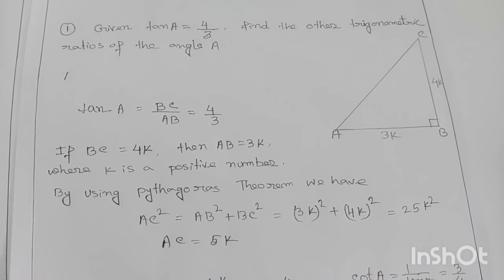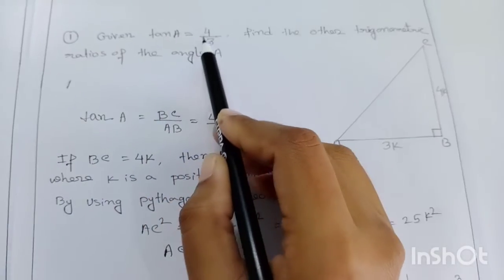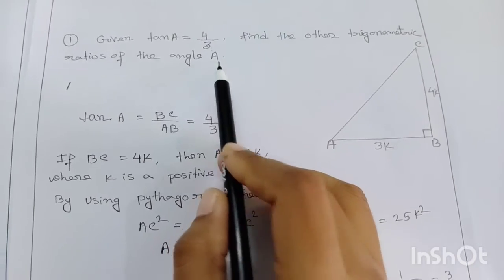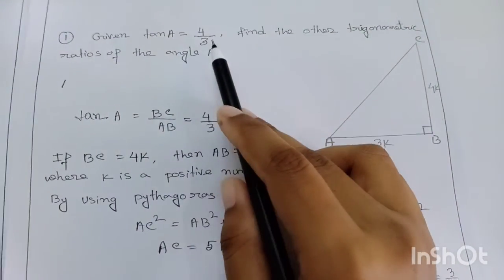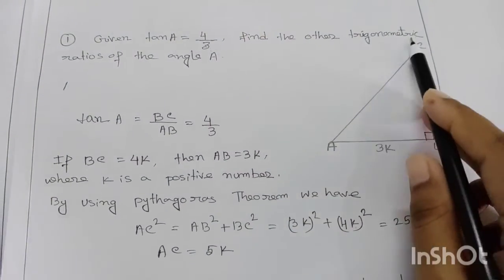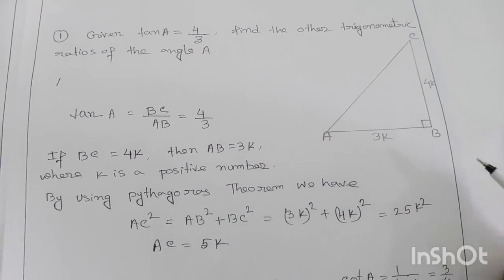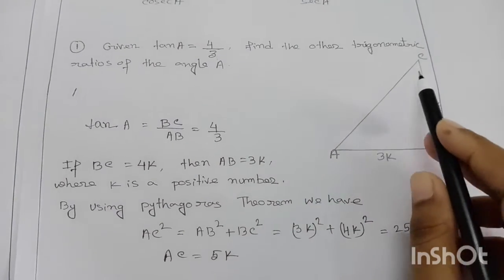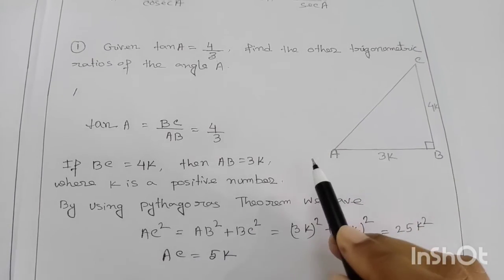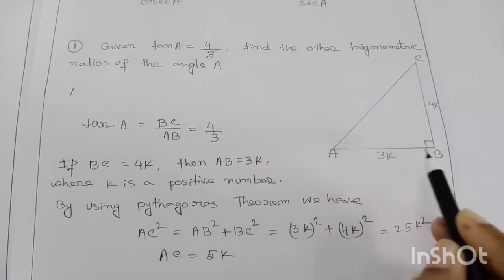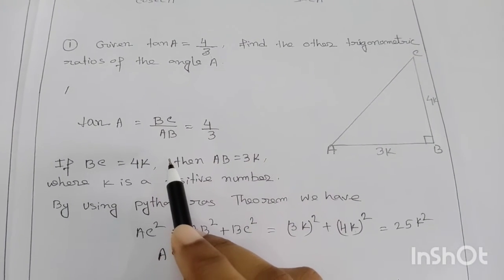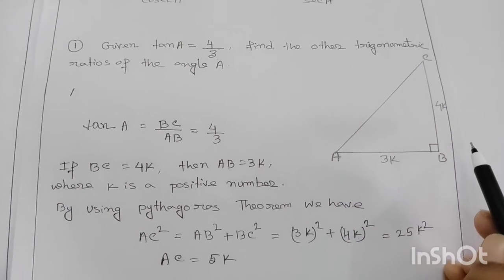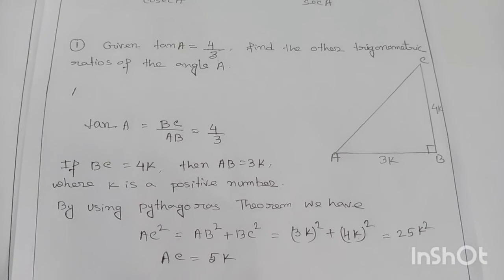Now we will discuss a problem. Given tan A equals 4 by 3, find the other trigonometric ratios of the angle A. So tan A equals 4 by 3 is given, and ABC is a right angle triangle. So from the figure, tan A equals BC by AB. We know that tan A equals height by base. So BC by AB. Now we can consider BC as 4K and AB as 3K. Here K is a positive number.